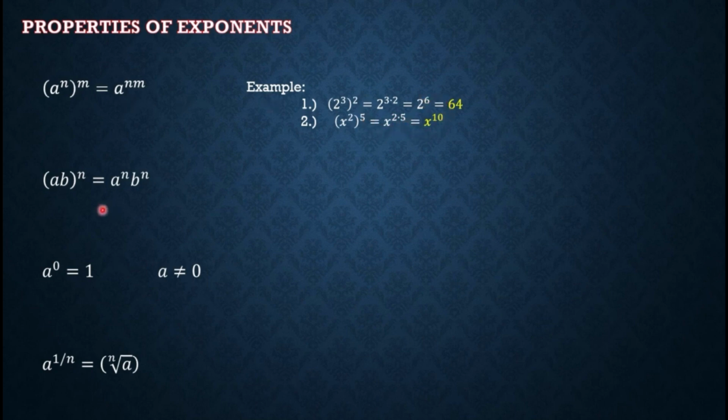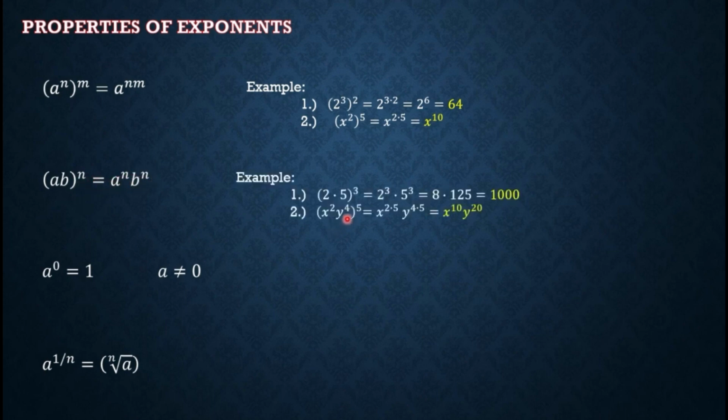Next theorem: quantity a times b to the power n is equal to a to the power n times b to the power n. For example, 2 times 5 to the power 3 is equal to 2 cubed times 5 cubed, and the result is 1000. The next, quantity x squared y fourth, to the power 5, is equal to x to the power 2 times 5, y to the power 4 times 5, which is equal to x to the power 10 and y to the power 20. That is the answer.